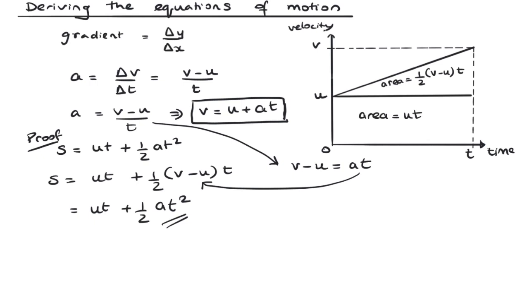Now, the next equation that we have is s is equal to half u plus v times t. Now, we don't often use this equation, but it's still very, very useful. It's almost like a hidden gem. It's very useful when you don't have the acceleration in the question.